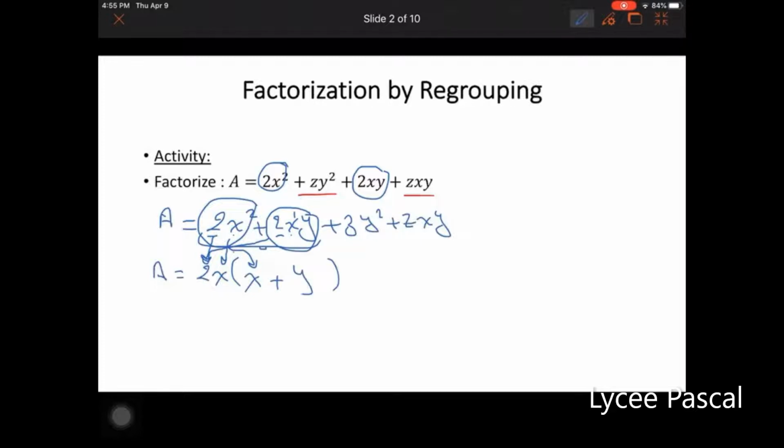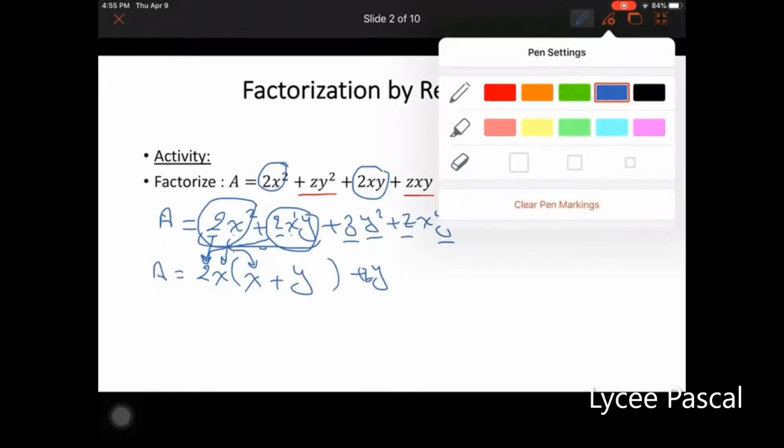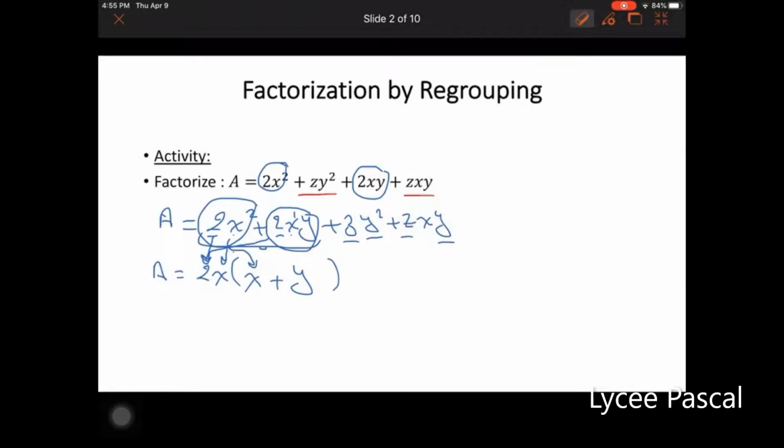Now between the two other terms, zy squared and zxy, as you see we have a common y, so we take it with the less power y, and also we have a common variable z, so the common term here is zy, so plus zy, we open our parentheses. From the first term the remainder is y only, from the second term the remainder is x.